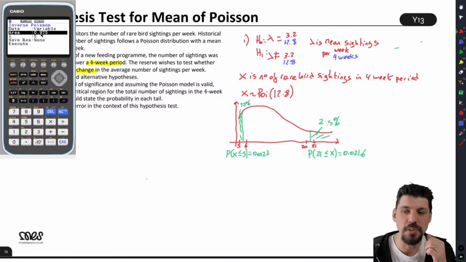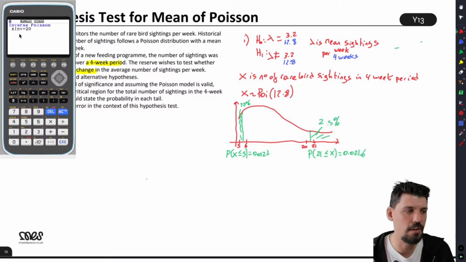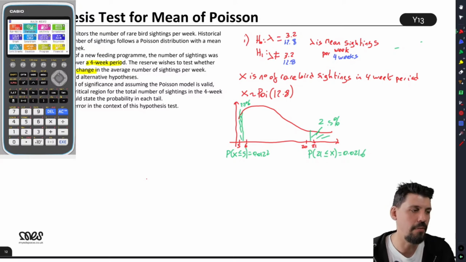Now the area is always the area to the left. Lambda here is 12.8, so let's see what it would give me for the upper one. It's suggesting 20, but you would have to go double check that 20 because it's actually outside. I can never remember for the life of me how the calculator rounds for discrete distribution, so you need to go double check. This is where having access to the nice pretty thing is really cool.